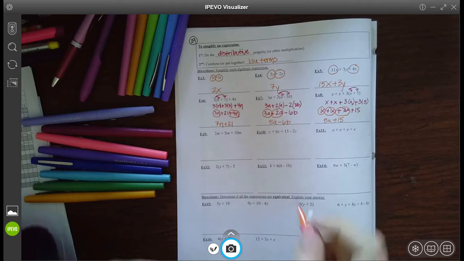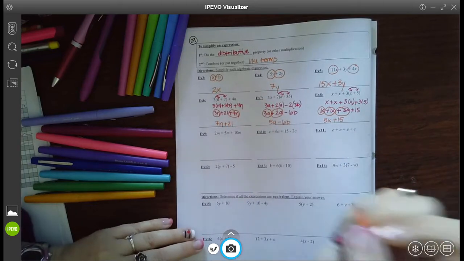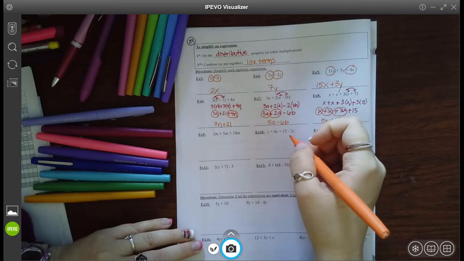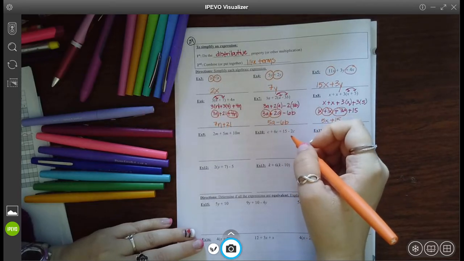Okay, this one, go ahead and try it yourself too. And why don't you guys try this one? We haven't done one like this yet, but try it first before we go over it together.